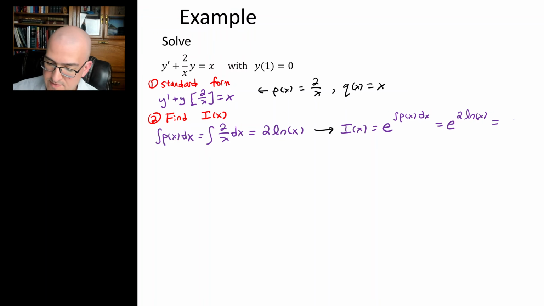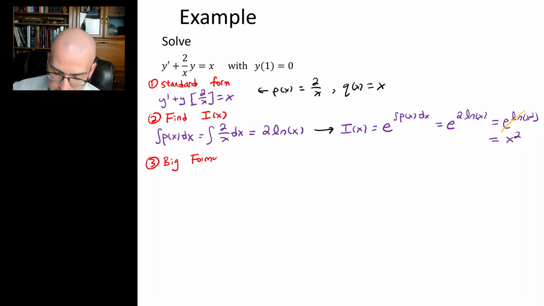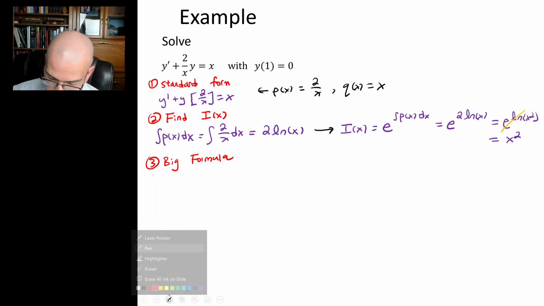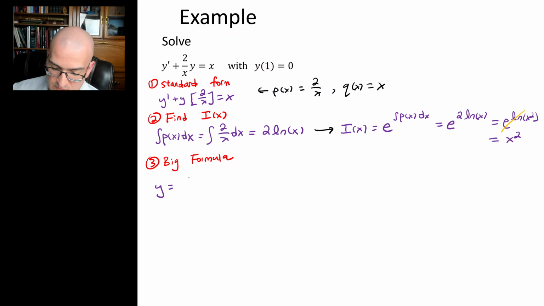And we can bring the 2 up, e to ln of x all squared, and then cancel the e and ln. So we get x squared for our integrating factor. Step 3. Big formula. So our solution, y, is going to be 1 over x squared times the integral of x squared times x.